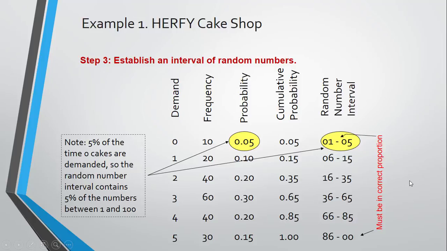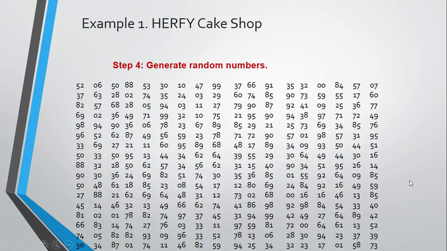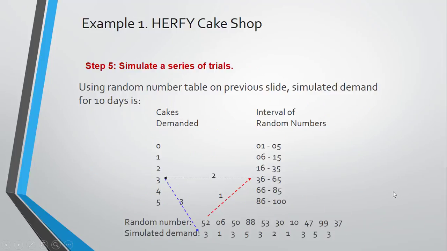Then what do you do? Let Monte Carlo generate random numbers. The system will generate a whole bunch of random numbers between 1 and 100. The first number generated is 52, then 6, 50, 88, 53, 30, 10, 47, 99, 37, etc. Lots of numbers, right? Using these random numbers you just generated, we'll pick a few: 52, 6, 50, 88, 53, 30, 10, etc.